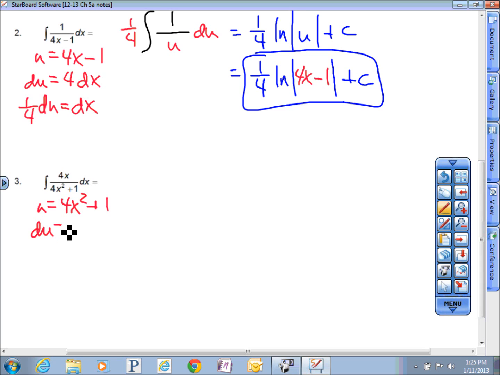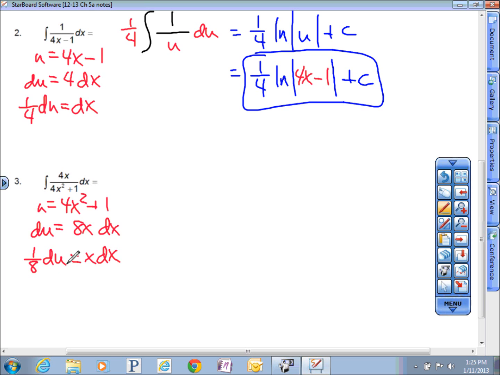So then my du would be 8x times dx. So what do I have in the problem? I don't have 8x, I have 4x, but you know what? I'm just going to isolate the x dx in this equation. Well, the x dx that's in the problem could be replaced by 1/8 times du.